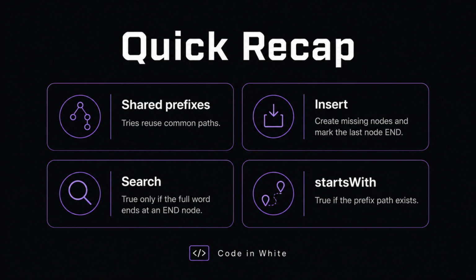So to recap, a trie stores words by sharing prefixes. Insert creates missing nodes and marks the final letter as the end of a word. Search follows a path and only returns true if the last node is marked as a complete word. And finally, startsWith only checks whether the prefix path itself exists.